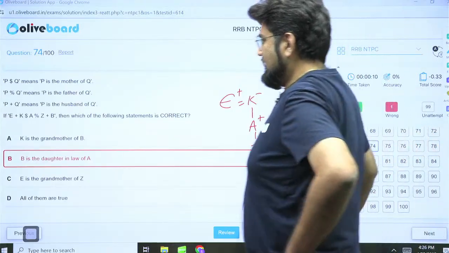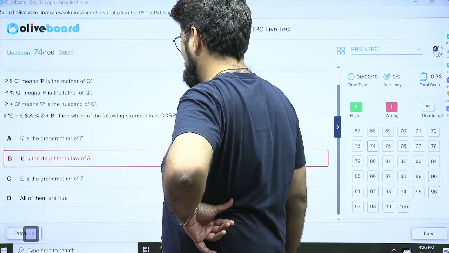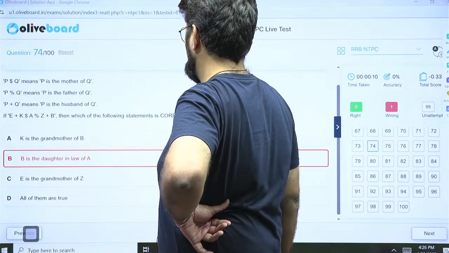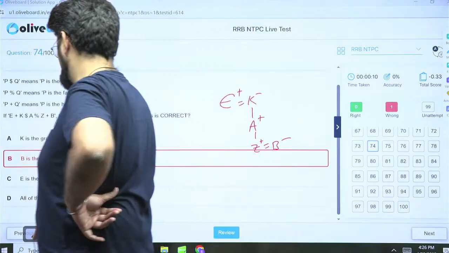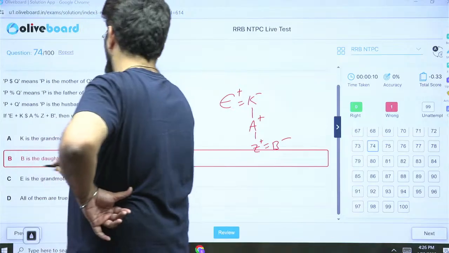Oh, this is something incorrect. E is grandmother of Z. E is grandmother of Z. No. All of them are true. What? No, this is correct. Option B is right.